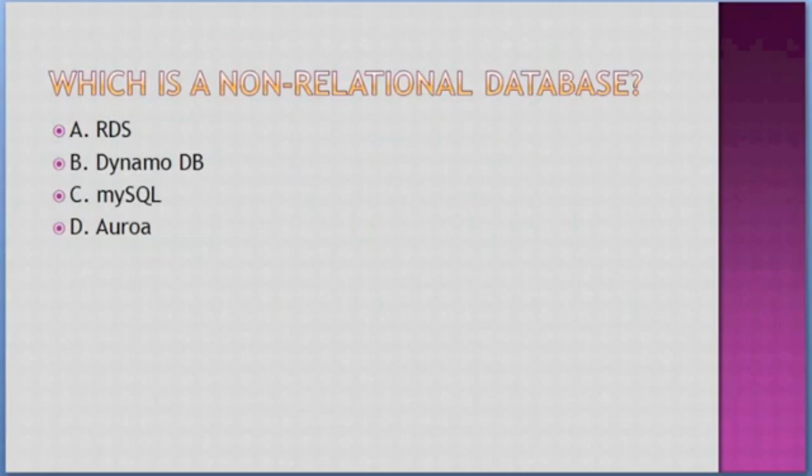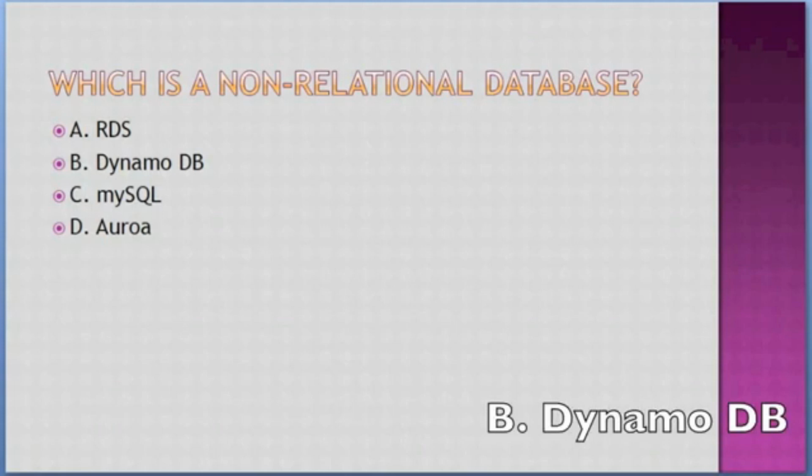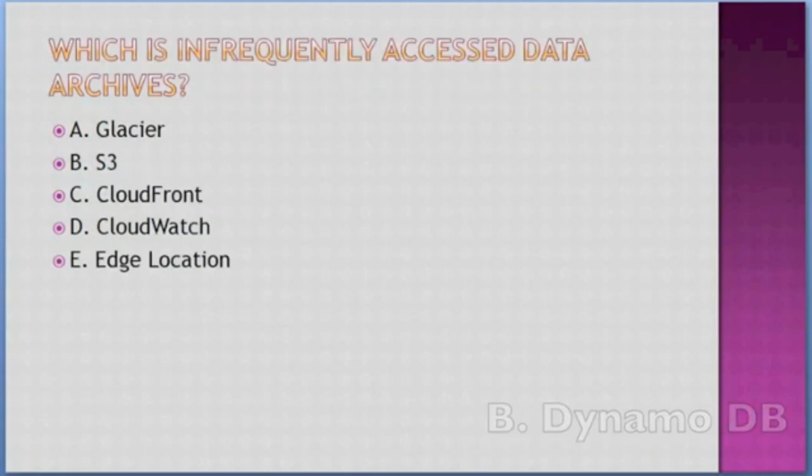Which is a non-relational database? A. RDS. B. DynamoDB. C. MySQL. D. Aurora. Answer B. DynamoDB. Which is for infrequently accessed data archives? A. Glacier. B. S3. C. CloudFront. D. CloudWatch. E. Edge locations. Answer A. Glacier.